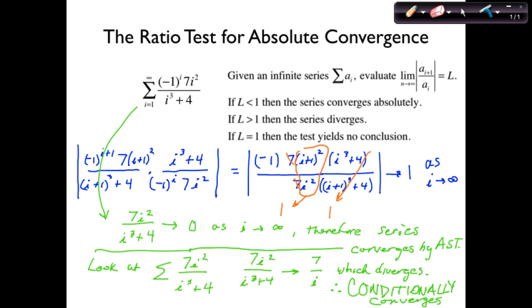Okay, so the ratio test yields no conclusion. The alternating series test told us that it can converge, but then we check for absolute convergence, and we see that without the alternating, it's like the harmonic series, which does not converge. So it converges conditionally, because it needs that alternating. Without it, it doesn't. Questions on that example?